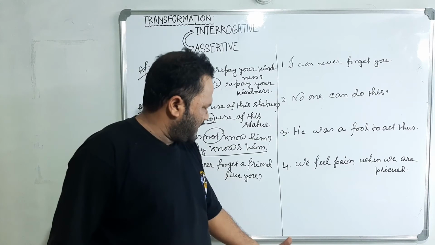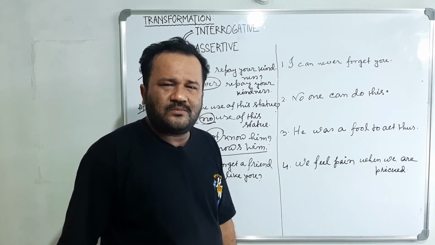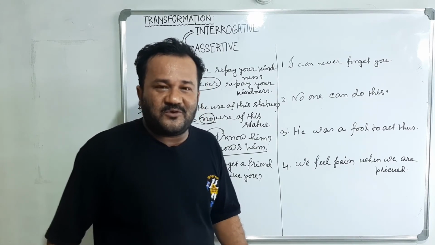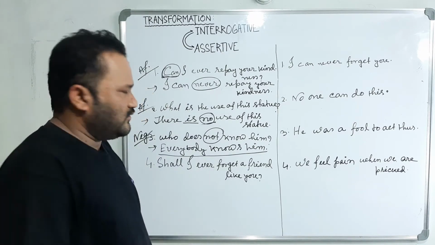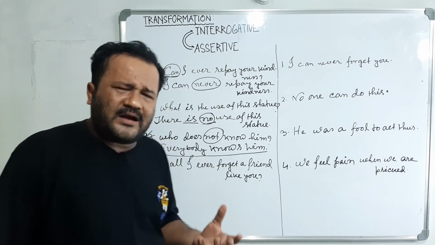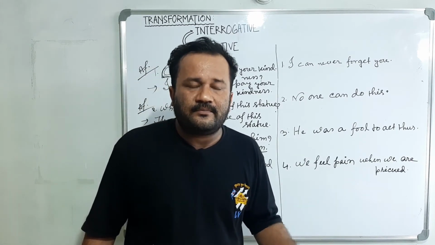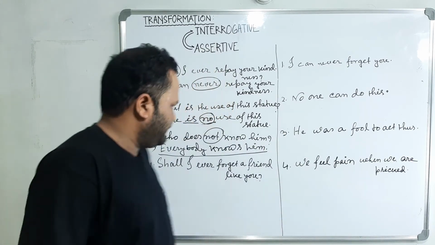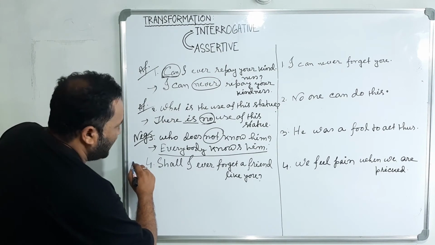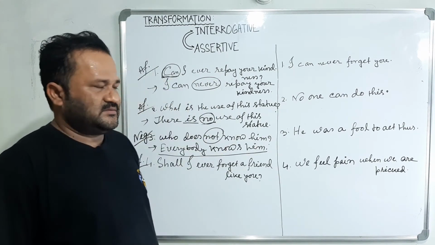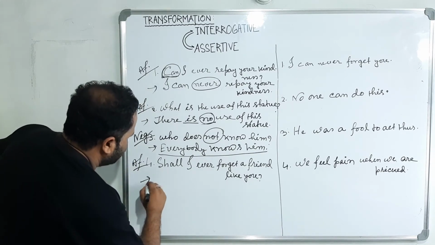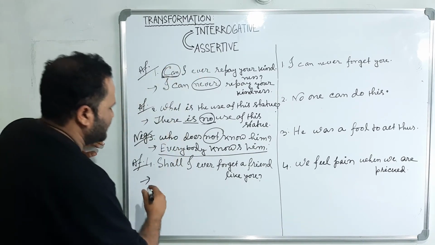Shall I ever forget a friend like you? Of course, we cannot forget a good friend. For the whole life, we cannot forget a good friend. Shall I ever forget a friend like you? That means it is in the affirmative. Shall I ever? So you have to write it in the negative. The assertive sentence should be in the negative.